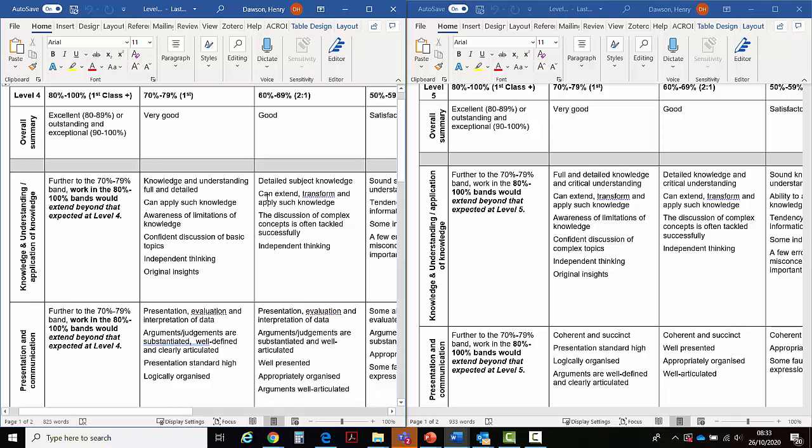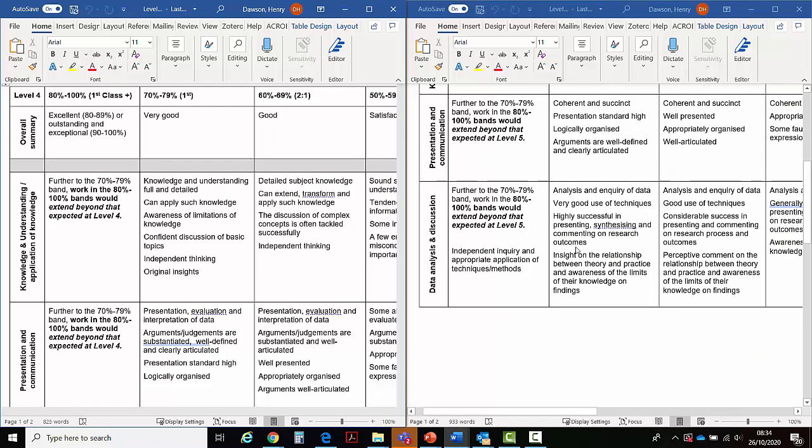There's an assumption that they've already achieved the 2-1 requirement for being able to extend, transform and apply such knowledge, just here at level 4. At level 5, the same requirement. Awareness of the limitations of knowledge is similar at both levels. Then confident discussion of basic topics at level 4, but level 5 is confident discussion of complex topics. Otherwise, they look fairly similar.